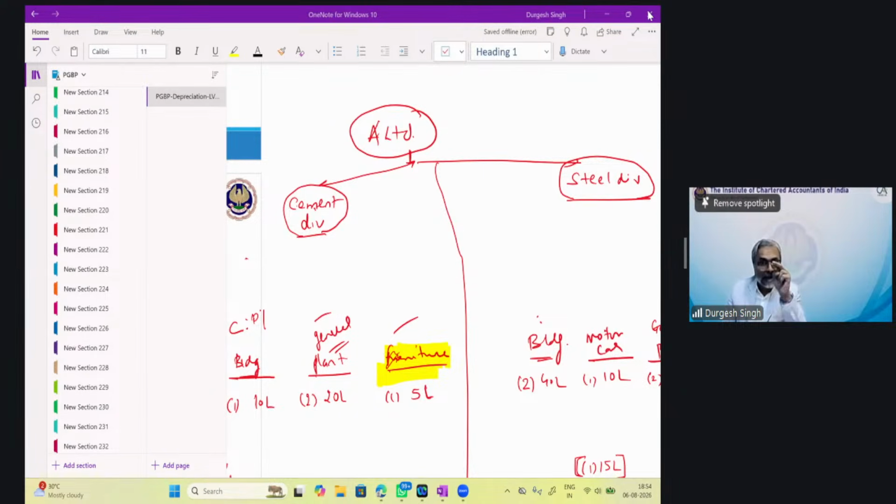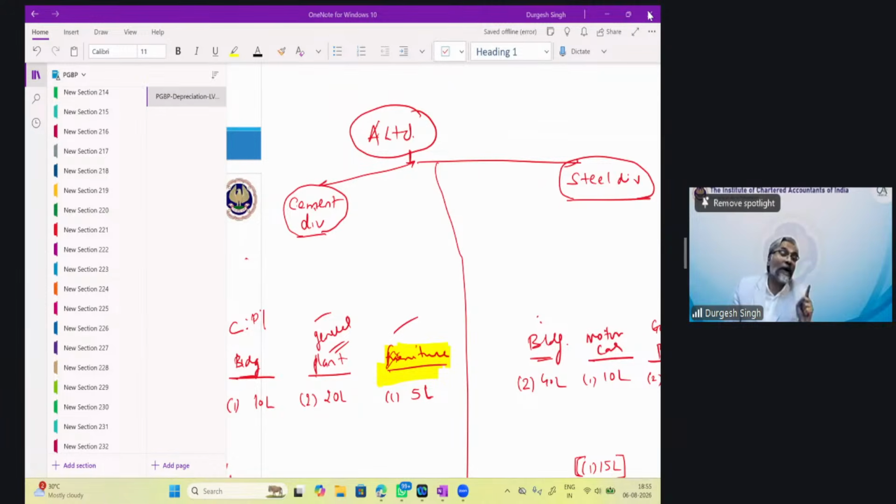This A Limited has got 2 distinct businesses. One is steel, another is cement. Do you know what he is going to do? This A Limited, students, is going to prepare 2 PGBP, 2 sources, so 2 computations of profits and gains from business and profession. It is possible that in one of these sources, say for example in cement, he has got a loss. That loss he may set off against the other business. We are all aware, intra-head adjustment.